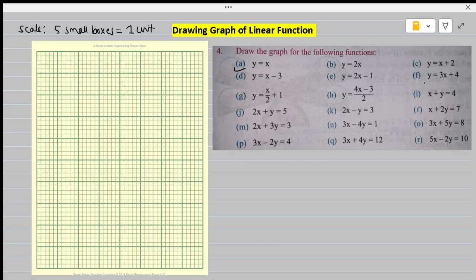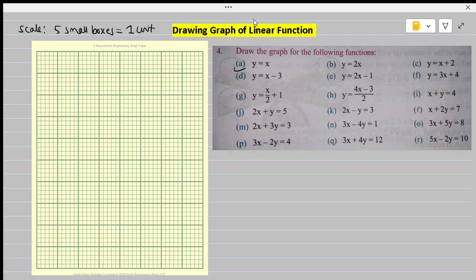When we draw the graph, we first have to make the x and y axes, and for that we have to take a scale. In this graph which I have here, I'm taking 5 small boxes as one measuring unit. You may be provided a graph with 10 small boxes to make one measuring unit. So I'm using this one, which has 5 small boxes to make one measuring unit.